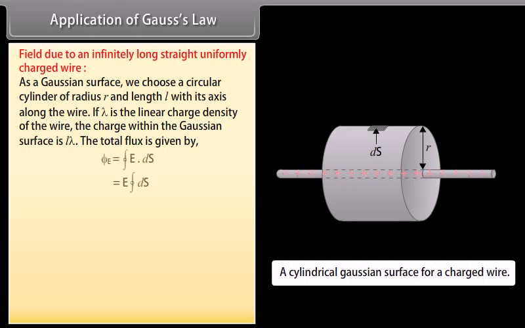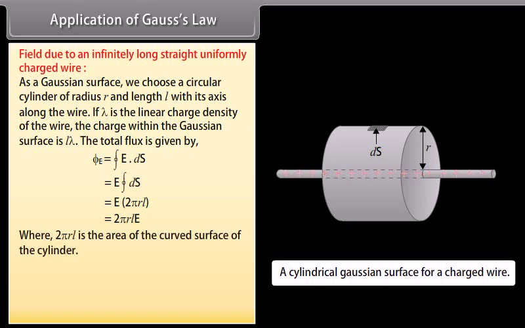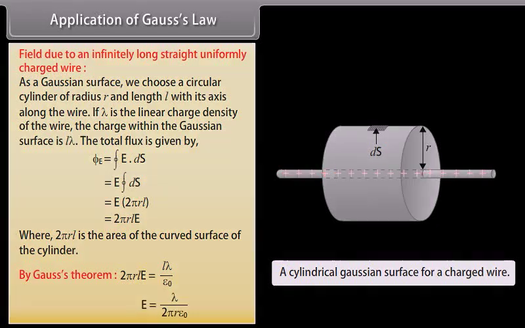We know that phi E is equal to the integral over a closed surface of E dot ds, which equals the product of E and 2 pi r L, where 2 pi r L is the area of the curved surface of the cylinder. According to Gauss's theorem, the electric field at any point at a radial distance r from the wire is equal to lambda divided by 2 pi r epsilon naught.